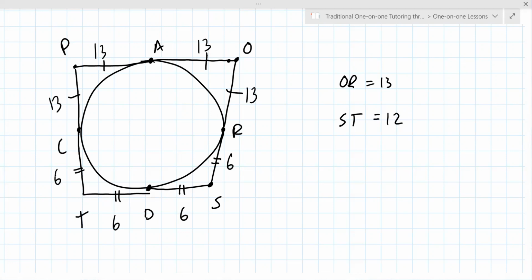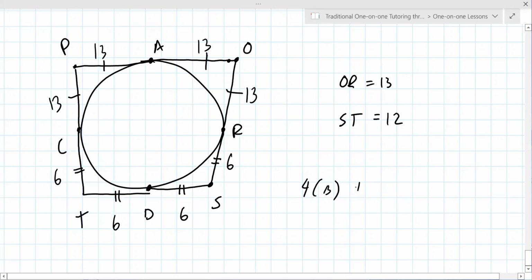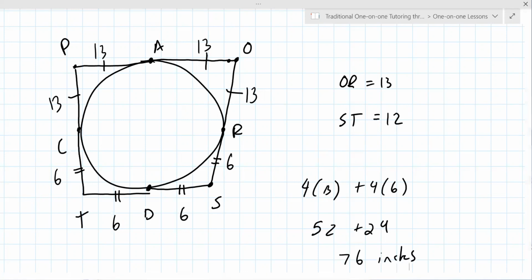So then the perimeter. Am I going to add all those numbers up together? Yes. So I probably would multiply 4 times 13 because there's 4 of them, and 4 times 6. That's 24 and 52, 76. So 76 inches. Add it all together.